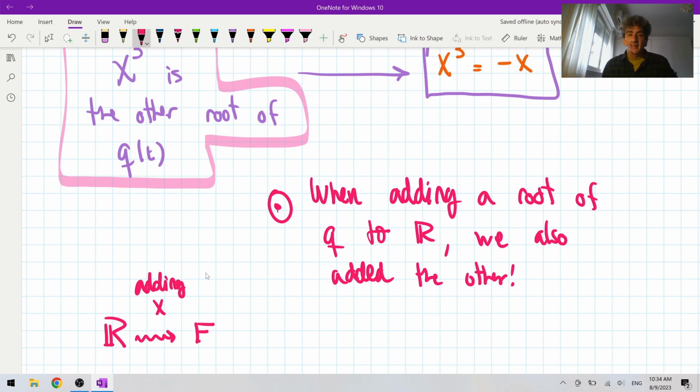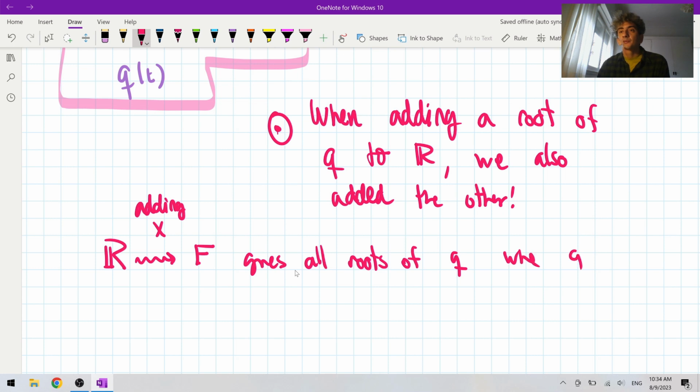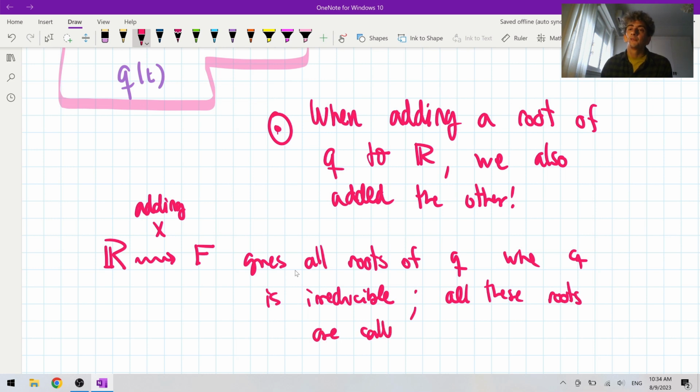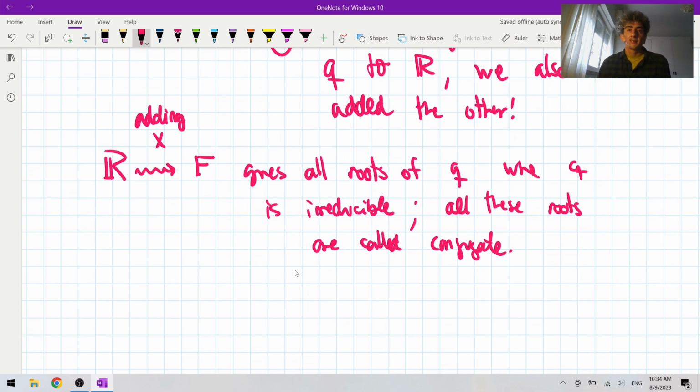So we say x gives all the roots of q, and all these roots are conjugate to one another when q is irreducible. All these roots are called conjugate.